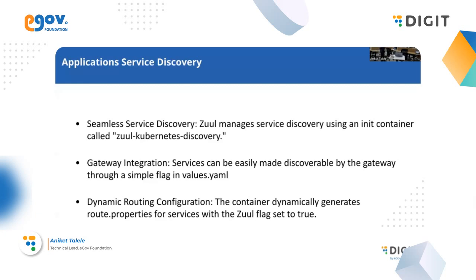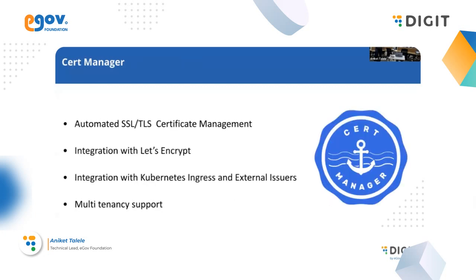So whenever you deploy Zuul, Zuul discovery will create this routes.properties dynamically, and then the Zuul service will start, which will use this routes.properties to figure out where to forward that particular call. Okay.